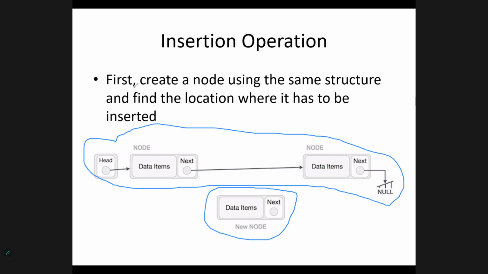The first step in this algorithm is to create a node using the same structure, right? Using this structure, we first create it. And then we have to decide the location. Do we put it at the beginning or at the end, right? So we can insert at any point. In this course we will limit it to some locations, but you can insert at any location.